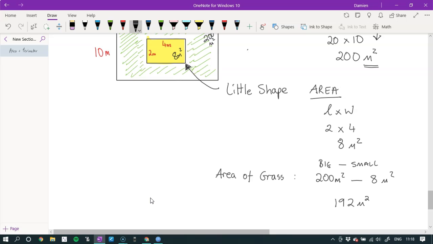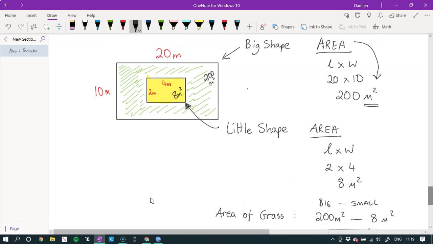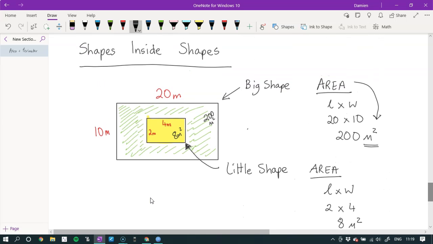So now you can go off, you can get your grass packet, and you can figure out how much the grass packet covers. The grass packet might cover 100 meters squared. If it does, you need 2 packets. So that's basically what we're going to use that for. But in all examples, it's done exactly the same way. Take the area of the outside shape, find the area of the inside shape, and take them away, and that gives you the area of the grass.